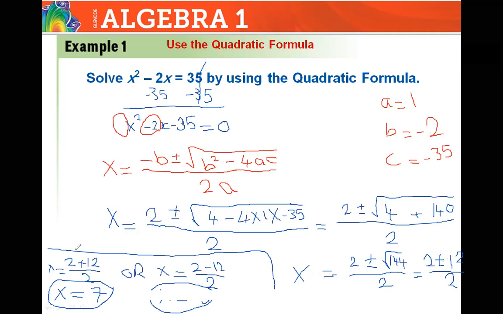One of them was plus, so I get 2 plus 12 over 2, which equals 7, or x equals 2 minus 12 over 2, which is negative 5. This is our answer. So we have two values for x: x equals 7 or x equals negative 5.